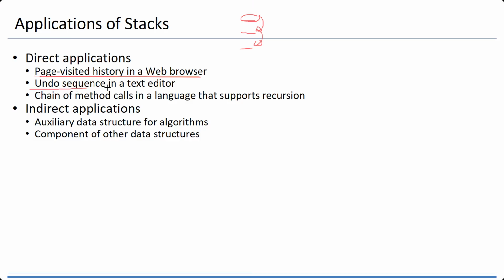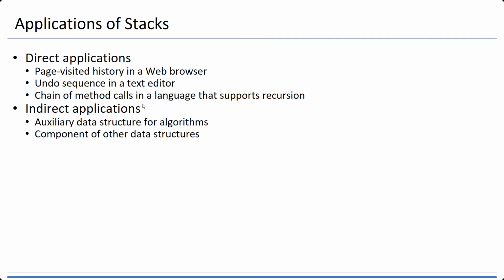If you do it with the text editor, you will have an undo sequence. So this also applies in the stack. And then chain of method calls in a language that supports recursion. So a recursion can also be supported with stack. Some indirect applications: it can be the auxiliary data structure for an algorithm, and it can be a component for other data structures. So we can use the stack for other applications.